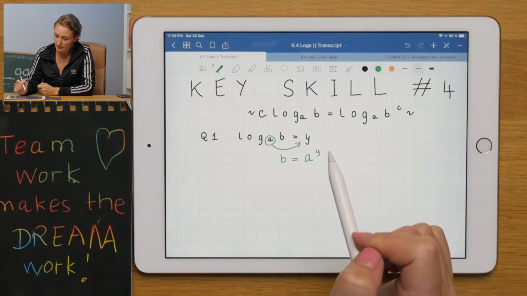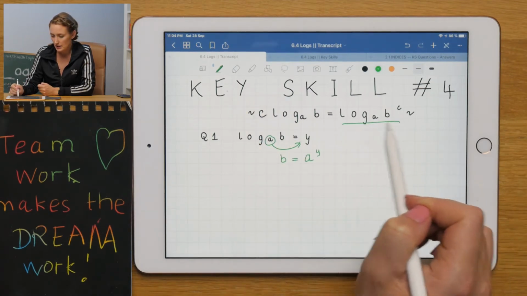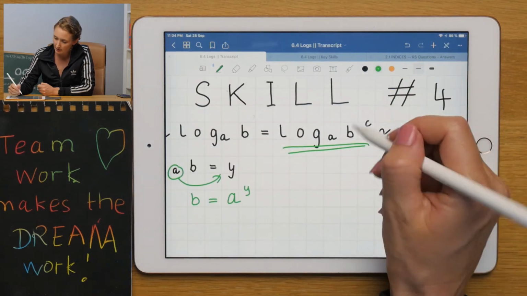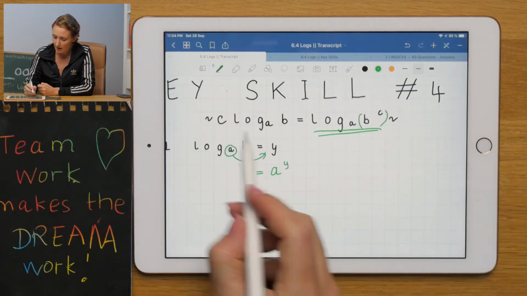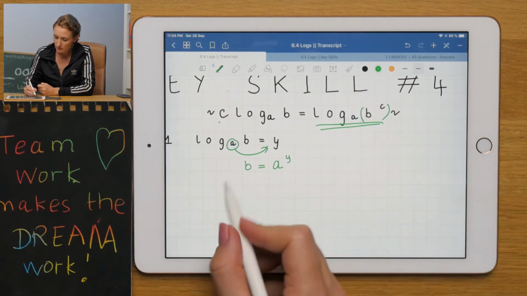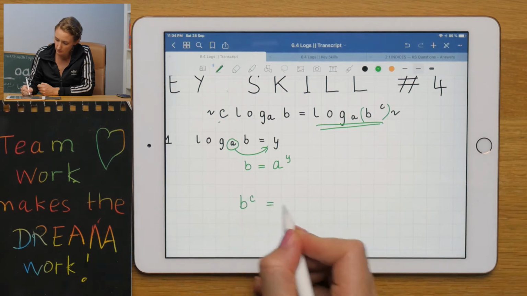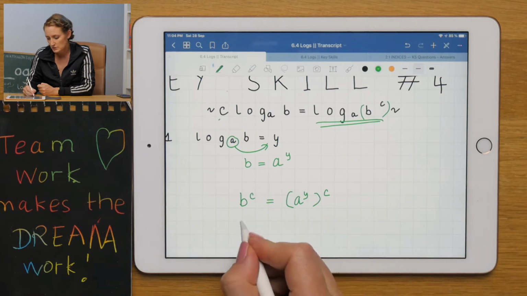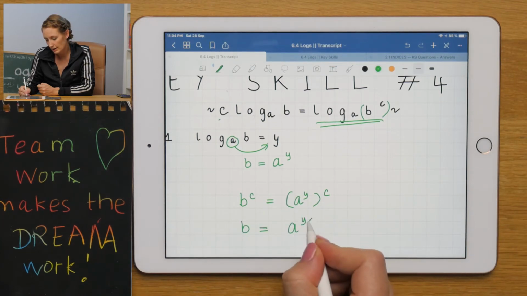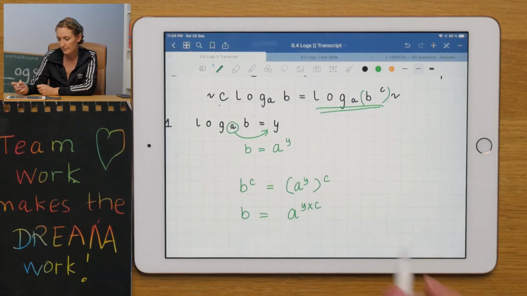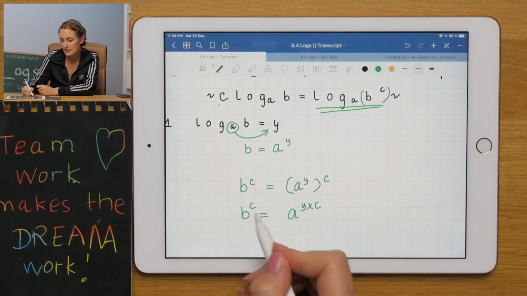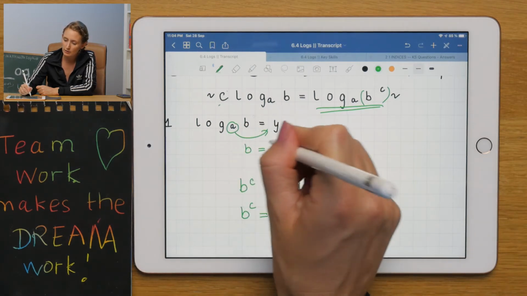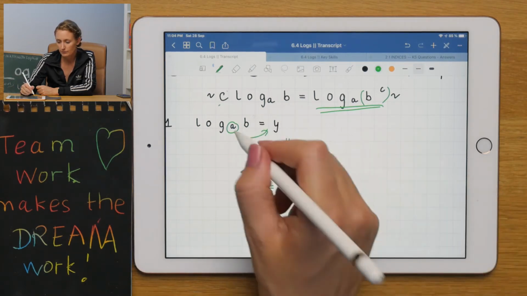Now, we need to start on one side. So I'm going to start here with b to the c. Okay, so let me be clear that b to the c is in there. And then hopefully I should finish here. So just to be clear, b to the c would mean b, which is a to the y, to the c, right? So b to the c must be the same as a to the y times c, right? Because we know b is equal to a to the y.